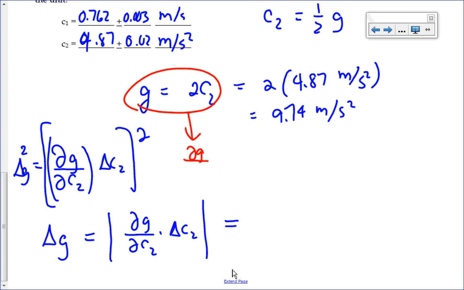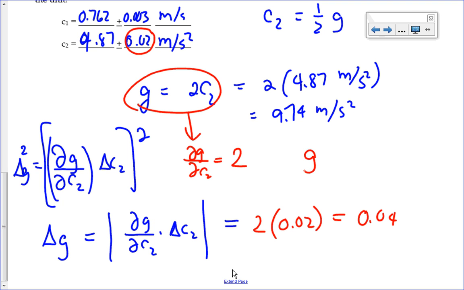Actually, we don't need partials since we only have one variable here. But so this is going to be equal to 2, right? And what's delta C2? Uncertainty in C2 is 0.02. So that's 0.04. So your acceleration due to gravity according to this is 9.74 plus or minus 0.04 meters per second squared.